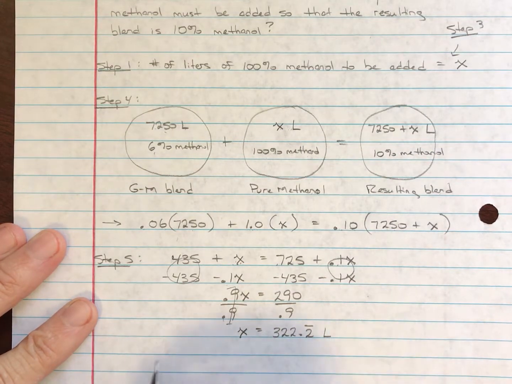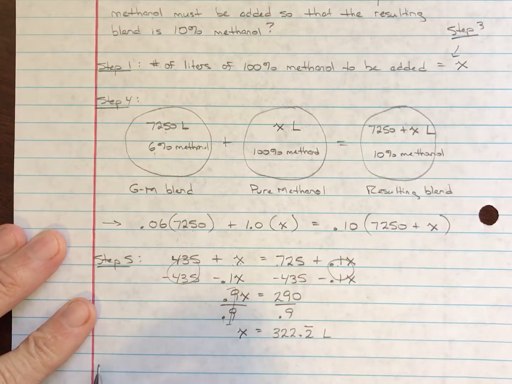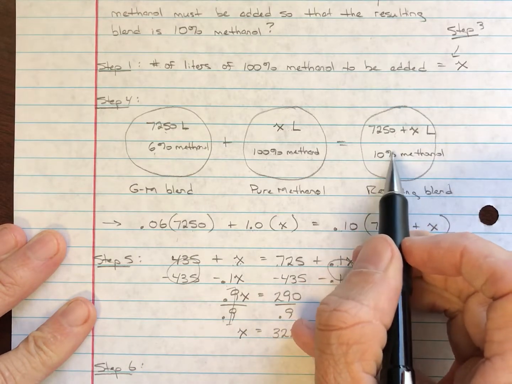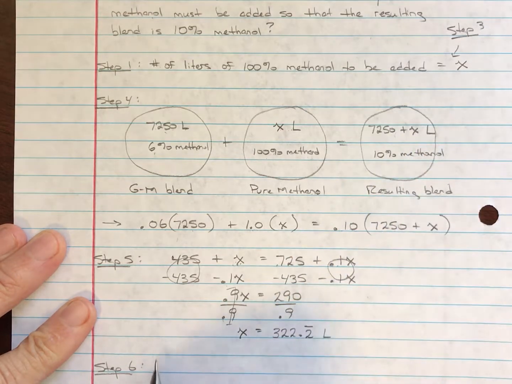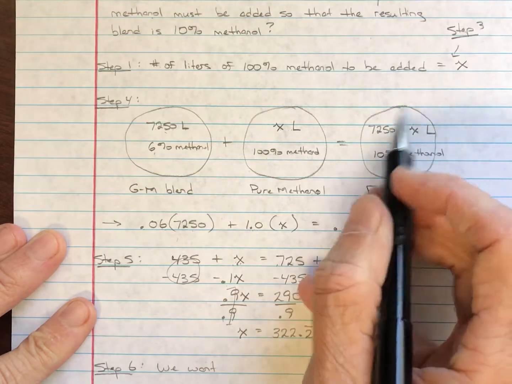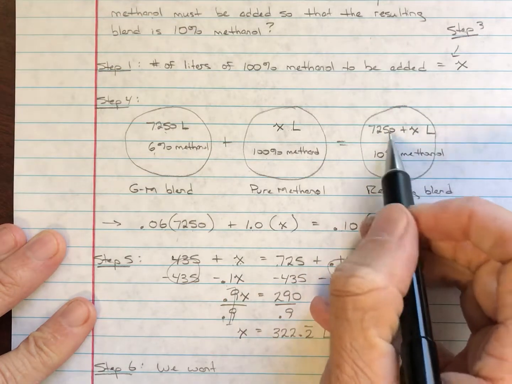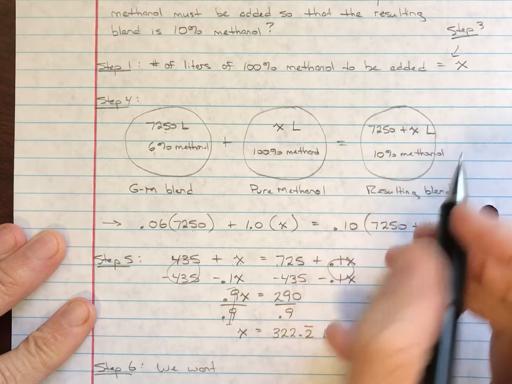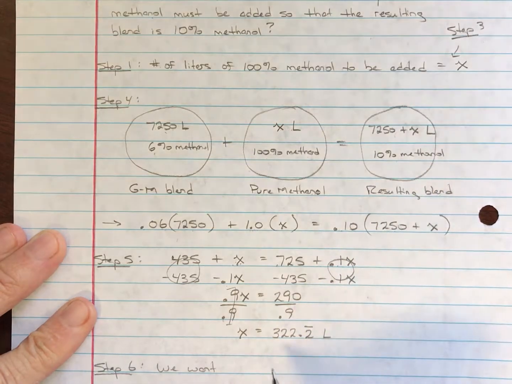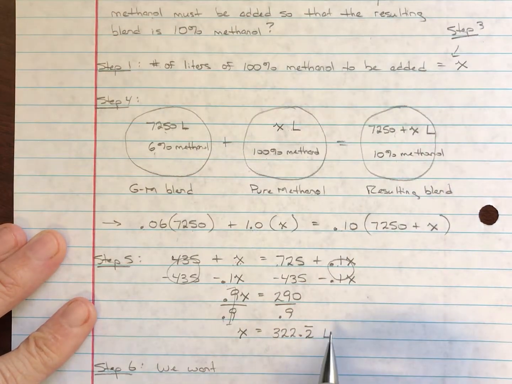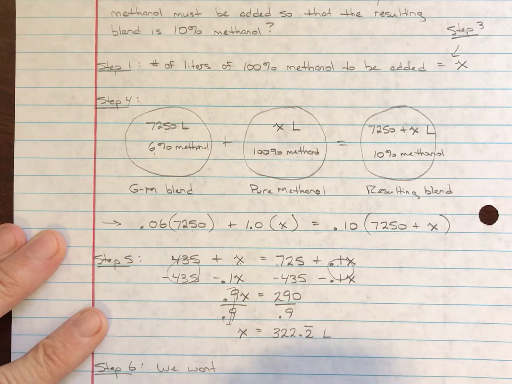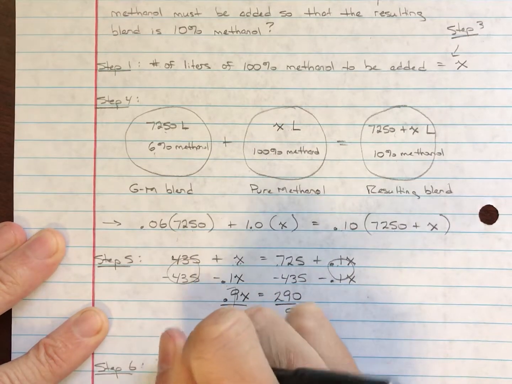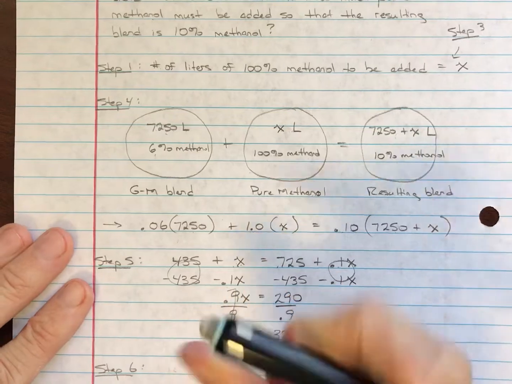Okay, so let's do our step 6 here. And let's just see what's going on here. We know we want a result that is 10% methanol. So we want to have, let's see here, we want a 10% solution. Let me check my math here. So let me step back for a second. I'm getting myself a little bit confused. Let's start from the beginning.